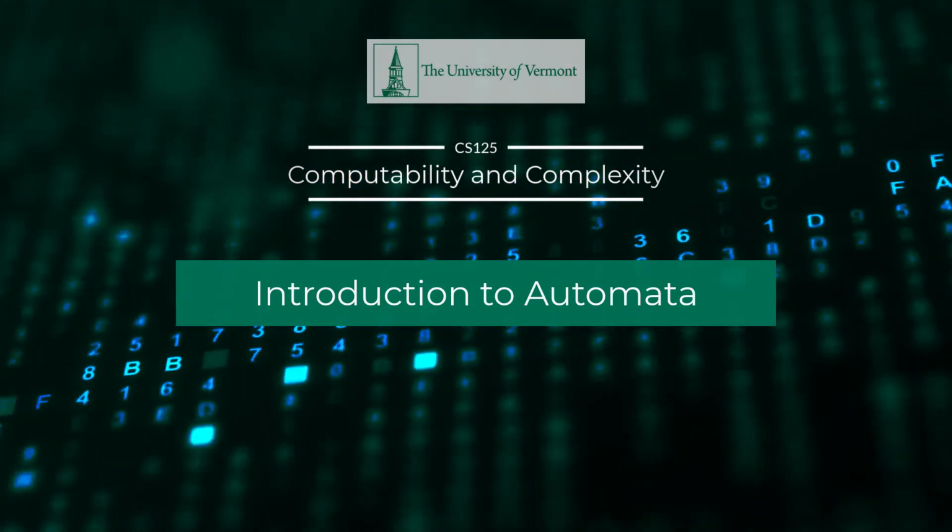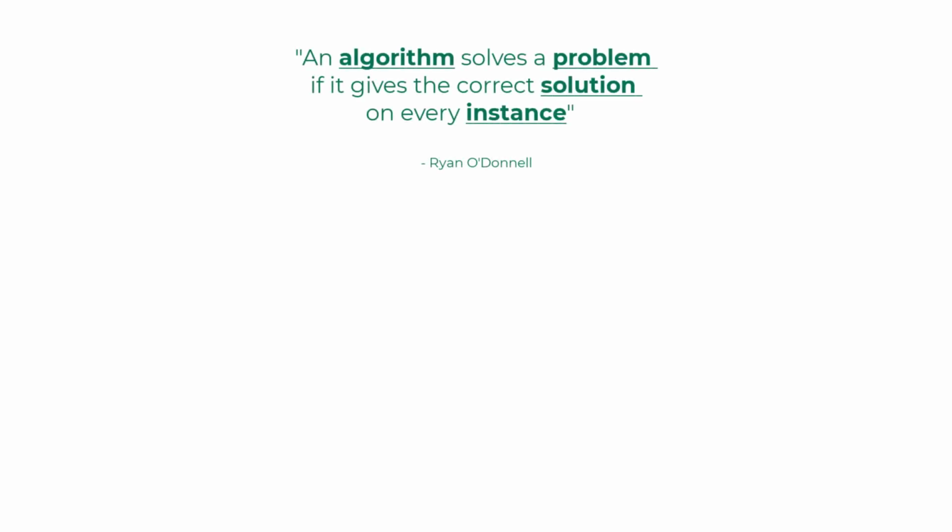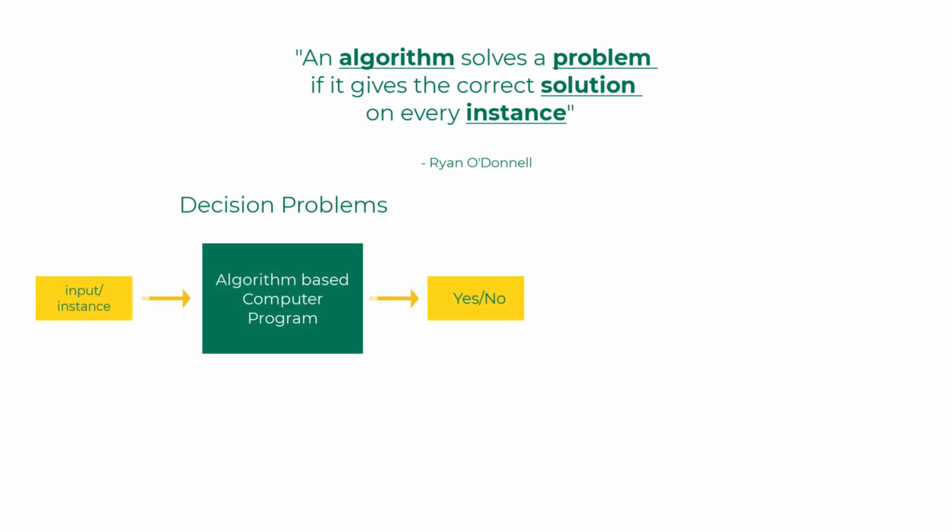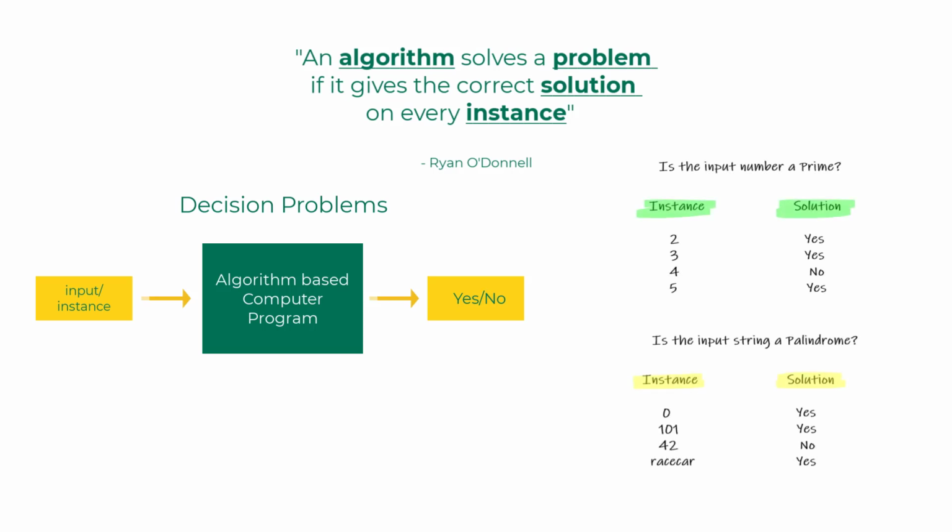Let me start this lecture with a quote on algorithm in the context of this course. An algorithm solves a problem if it gives the correct solution on every instance. Earlier, I mentioned that we would be trying to solve several decision problems, the problem statements for which the output is a yes or no. Here are a few decision problems, instances, also known as inputs, and their solutions.